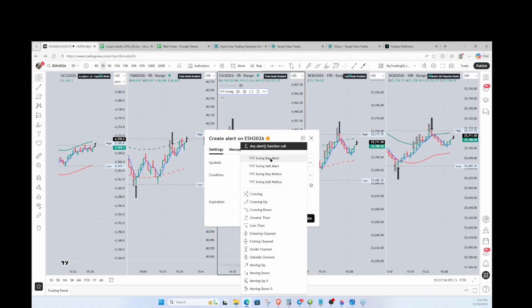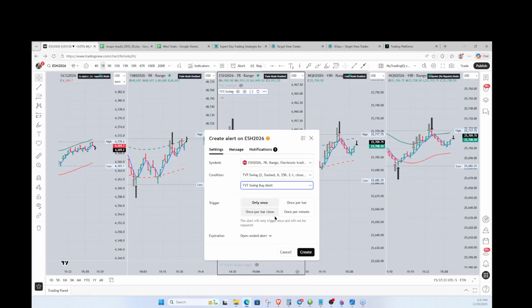You can do just the buy alerts if you want. If you do the swing buy alert, that's going to be the black arrows that point up. You'll get an alert when one of those goes off. If you do the buy notice, it'll be the gray arrows that point up. If you do the sell alert, it'll be the black arrows that point down. If you do the sell notice, it'll be the gray arrows that point down.